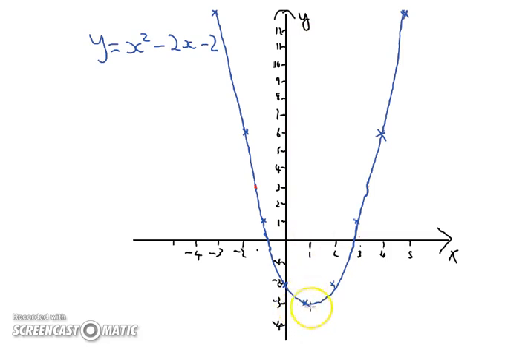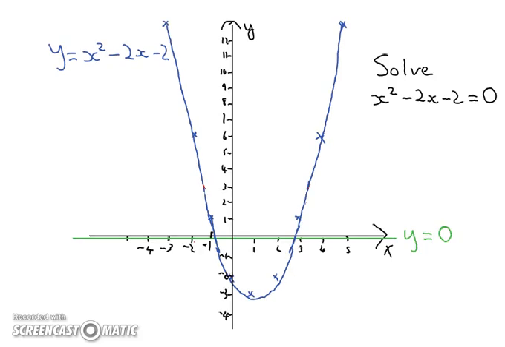And its lowest point is at y equals minus 3. Now we've plotted our curve, sometimes they get you to solve equations using it, and that's what we're going to look at next. So here's our equation, y equals x squared minus 2x minus 2. Here's our graph of it, and they've asked us to solve x squared minus 2x minus 2 equals 0.